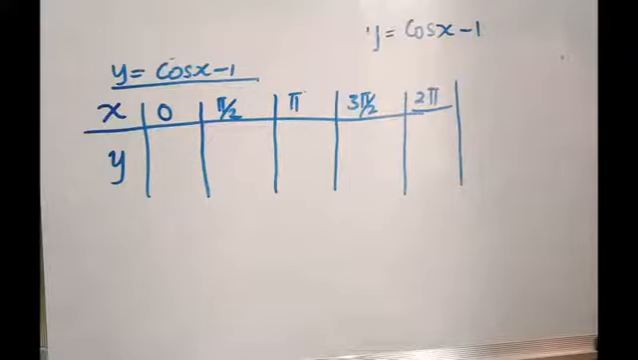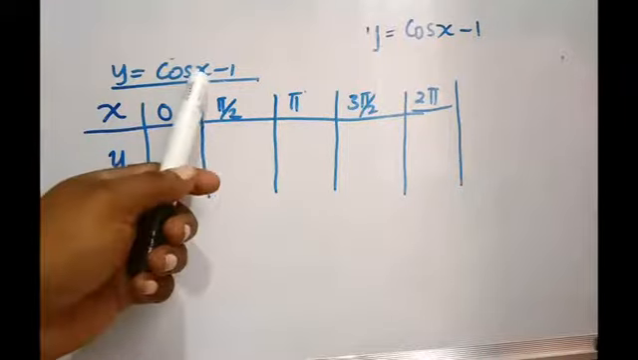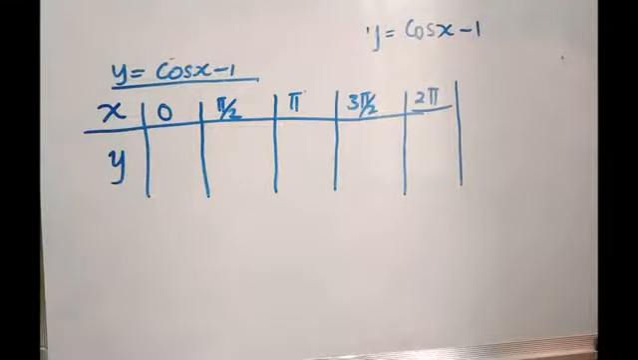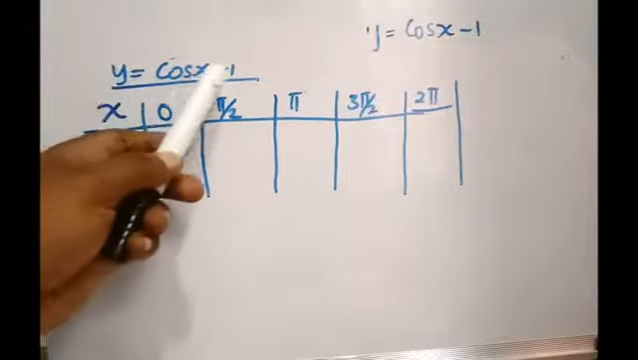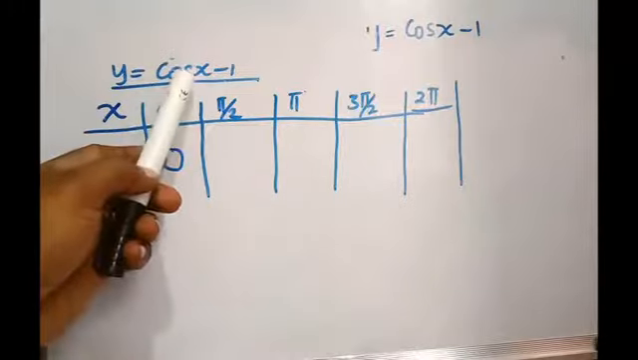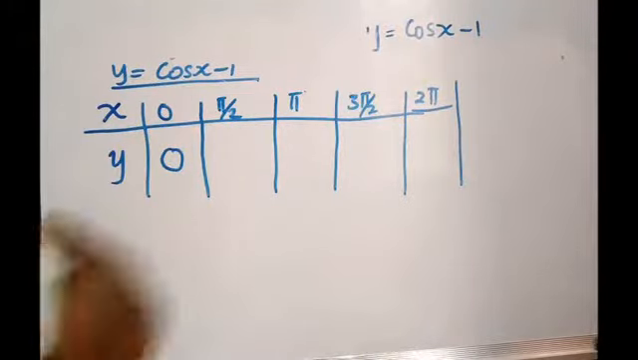Okay, and when you substitute those values here, just replace the values with x, we get cos 0 minus 1. What is cos 0 minus 1? Okay, just do that calculation. You know cos 0 is 1, so we get 1 minus 1 is 0. Now cos pi by 2 minus 1. You know cos pi by 2 is 0. 0 minus 1, we get it as minus 1.